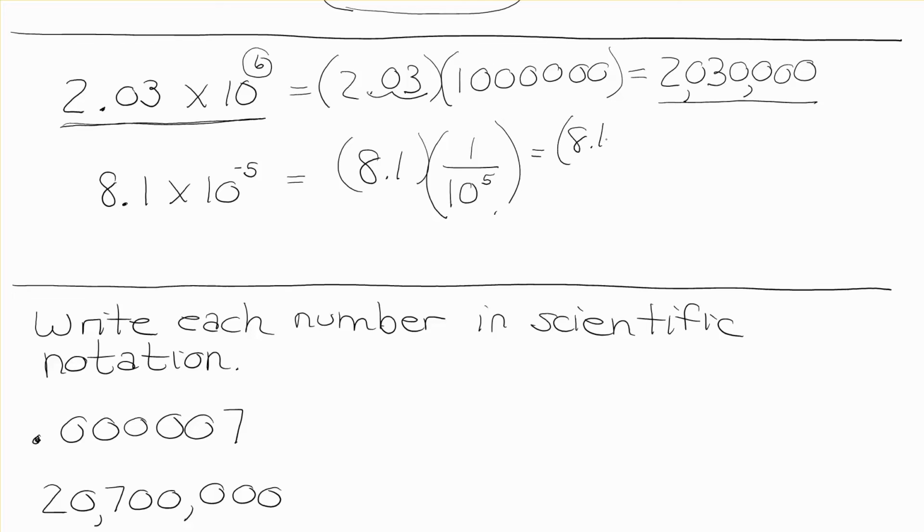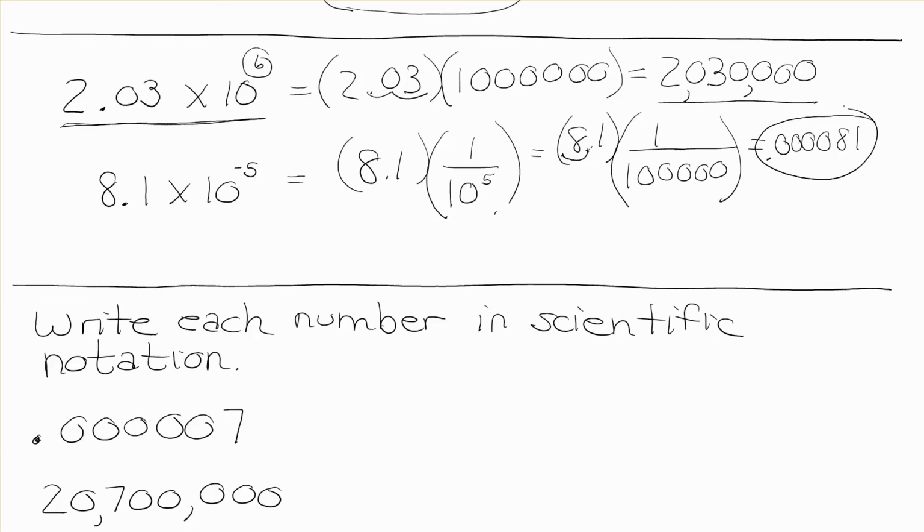And so now we get 8.1 times 1 over 10 to the fifth, which is a 1 with 5 zeros. And when we divide by a power of 10, we're going to move this decimal place 5 places to the left. If I move it there, that's 1. And I need 4 zeros in front to fill it in. Oops, I'm going to have to move that over there. Here, let's do that. So we get 0.000081, which is a pretty small number. This again is standard decimal form. This is our scientific notation for that number.